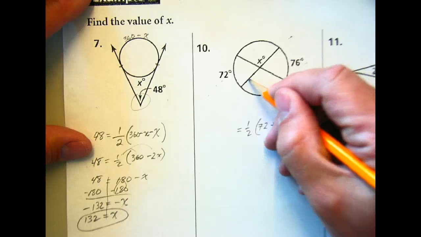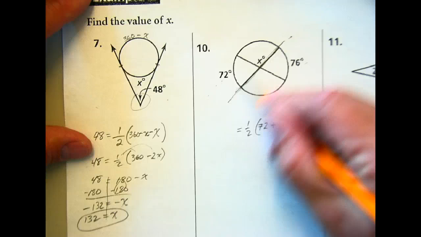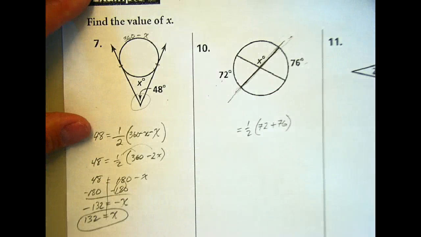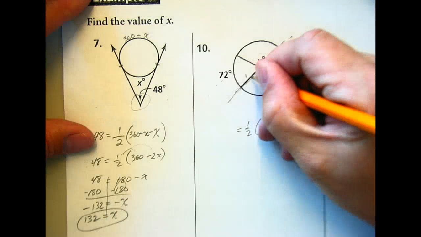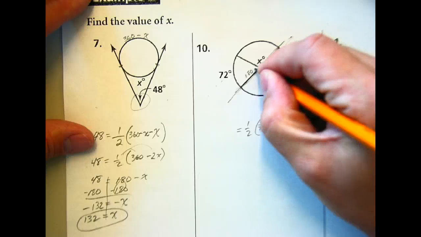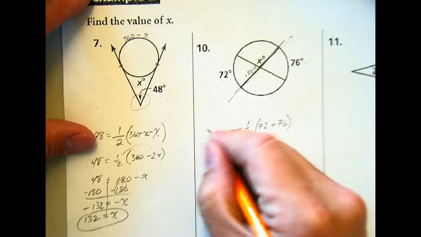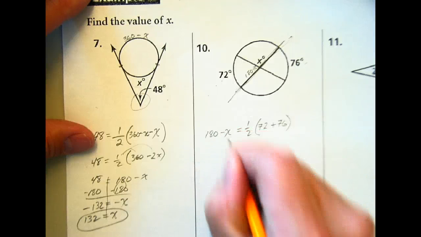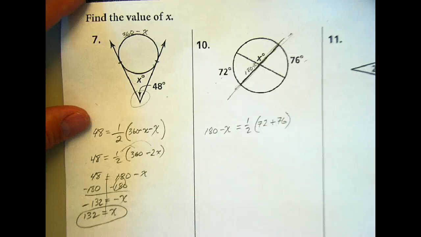Y. So we're going with y. Can we think of a way to call it, something to call it in terms of x? 180 minus x. Yeah, you got it. Okay, this is a straight line. So the straight line equals 180. If we subtract x, we get that angle. Right? So 180 minus x is equal to 1/2 of 72 plus 76.